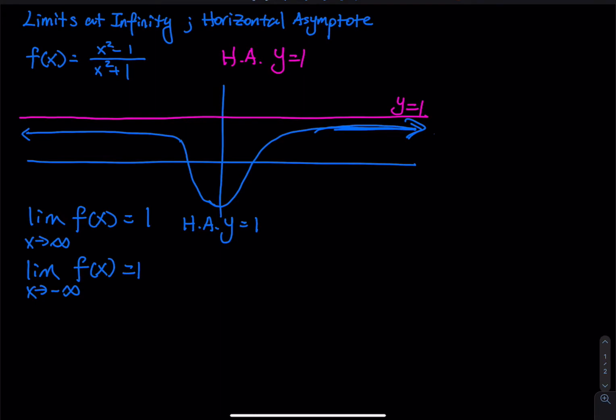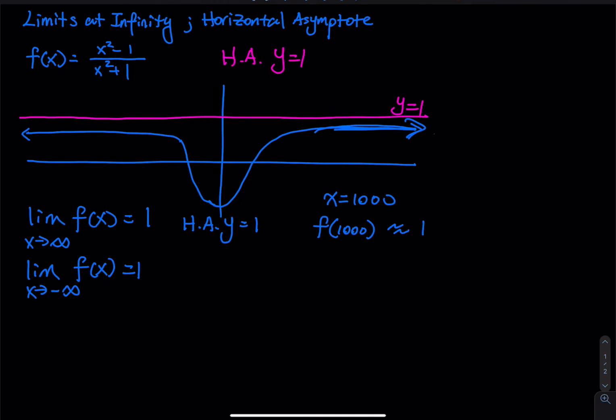Alright, if you look at the table values, let's say you let x be a very huge value. Let's say x equals 1,000. If you plug 1,000 into the function, you get something that is extremely close to 1. Not exactly 1, extremely close to 1.